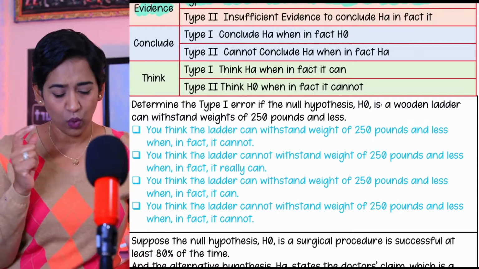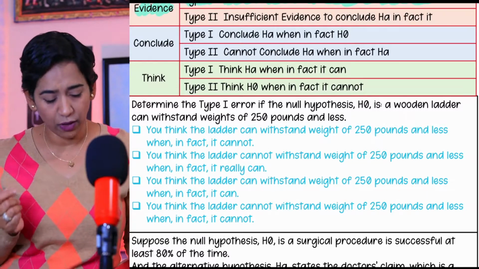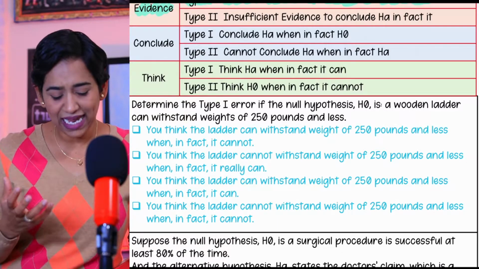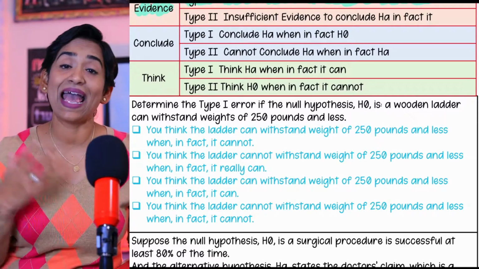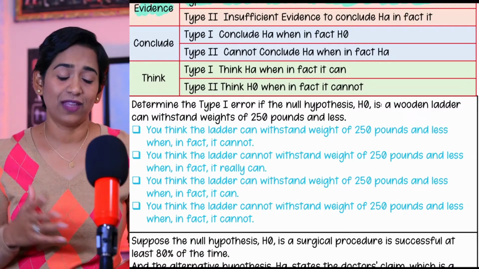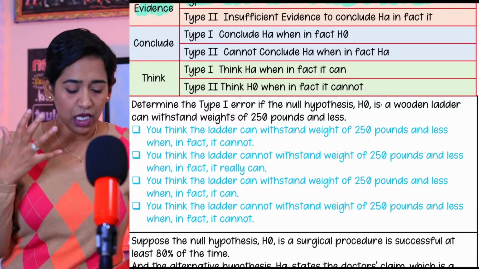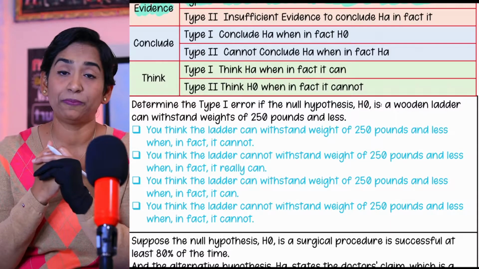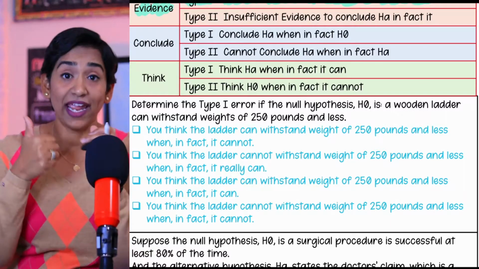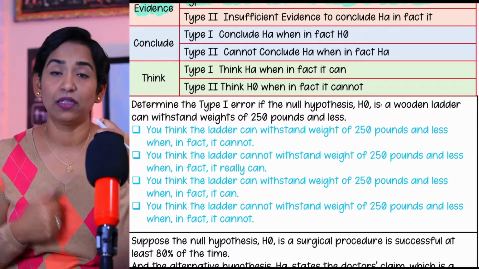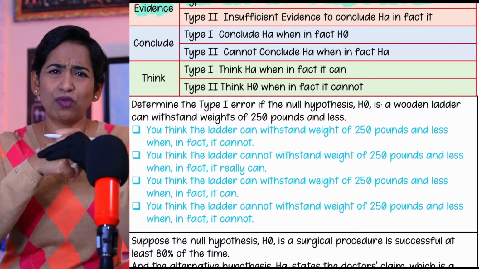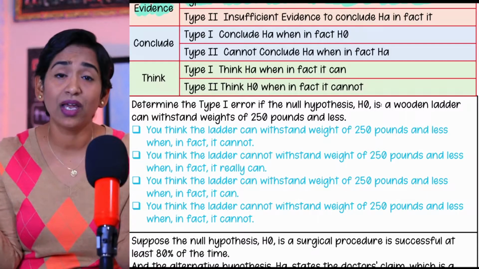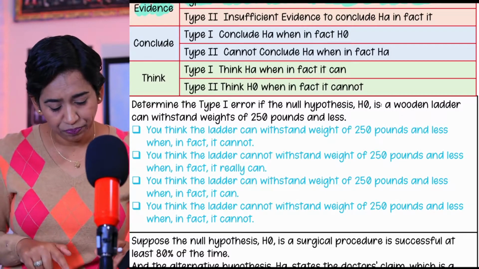Let's look at the first problem. Determine the type 1 error. So they're asking for type 1 error. The null hypothesis H naught is a wooden ladder can withstand weights of 250 pounds and less. So that's my H naught. What is type 1 error? H naught is true. That means yes, the wooden ladder can withstand 250 pounds and less. But what do I say? I say no, it does not withstand. Right? False positive.